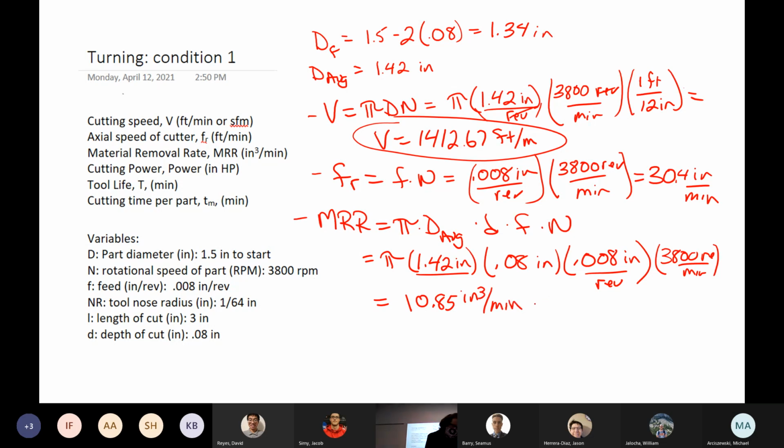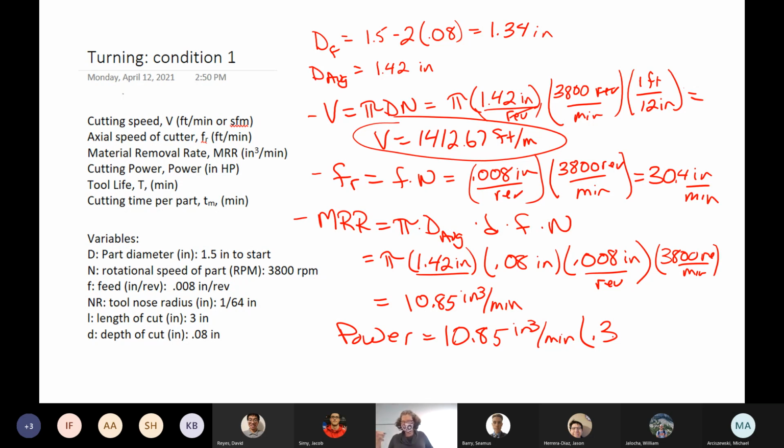And then our power is equal to 10.85 cubic inches per minute multiplied by 0.3, which is our specific power because this is aluminum. That is equal to 3.25 horsepower. Okay. Yeah. So our next one, which of course would be nice if I had managed my space a little better.